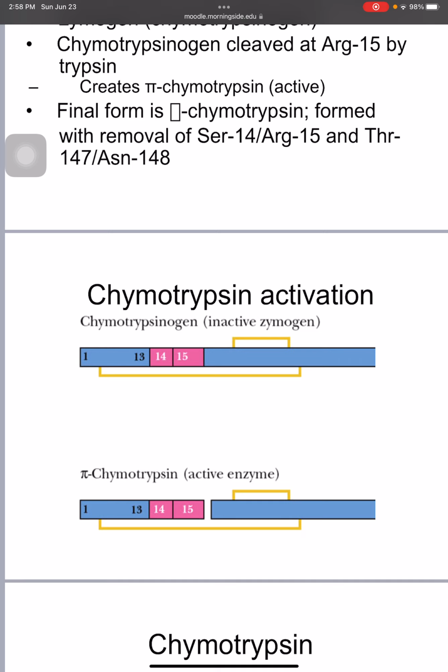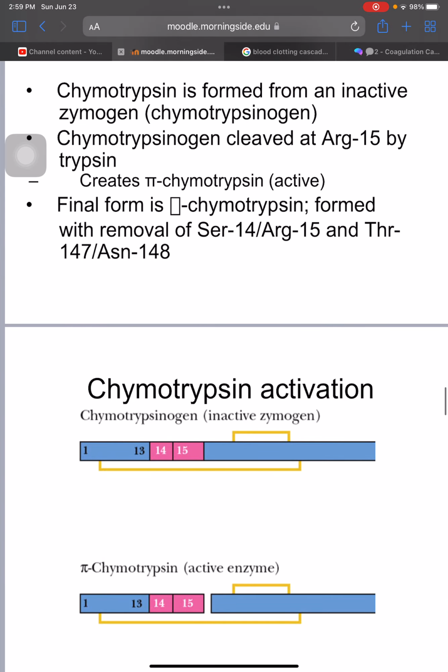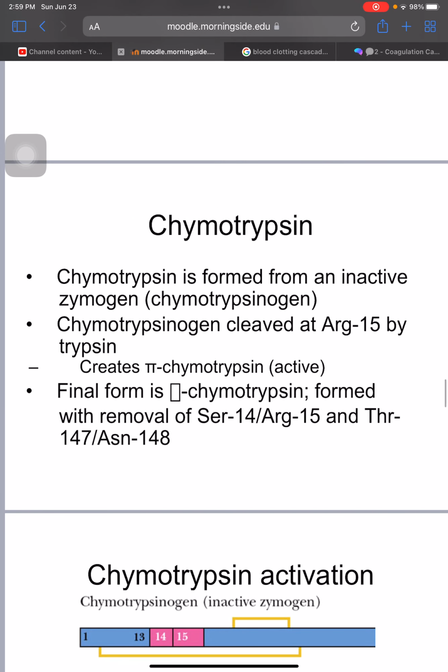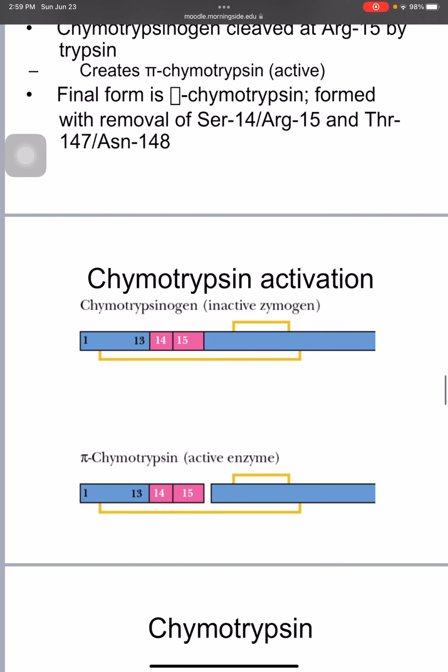They're formed between thiol groups, and that's usually going to be between a couple of cysteine residues, right? So you have a couple of disulfide bridges, and you also have your sequence. If you look at 13, 14, and 15, after 15, that's where we're going to get that initial cleavage. That's an arginine residue, right? So trypsin is going to snip chymotrypsinogen at arginine 15. These are still attached by the disulfide bridges, but there is sort of a gap between 15 and 16 here. This is pi-chymotrypsin.